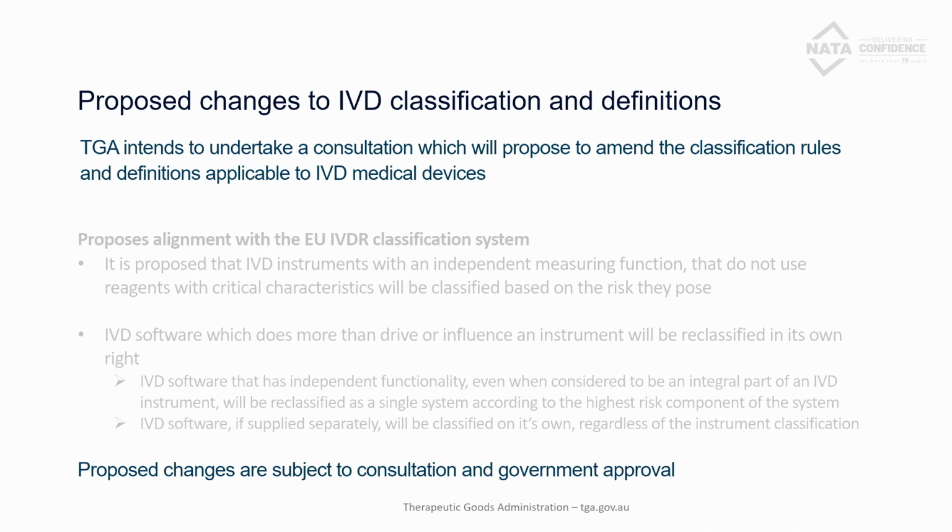So instruments such as, say, a blood gas analyzer, breath analyzers for detecting volatile organic compounds, mass specs for bacterial ID, these will all be classified at a higher risk classification based on the functionality of that software. So where the software that's incorporated in an instrument does more than just the basic operation or driving or the influencing of that instrument, it will be classified separately. If software is supplied separately and installed on that instrument, it will also be classified higher.